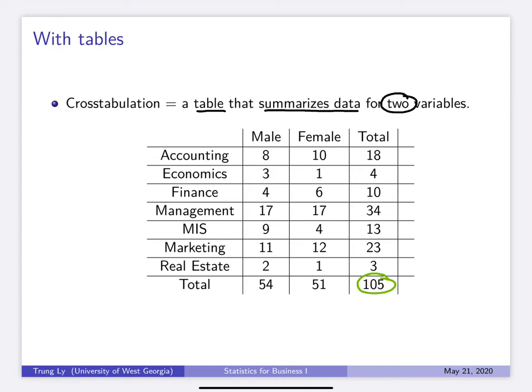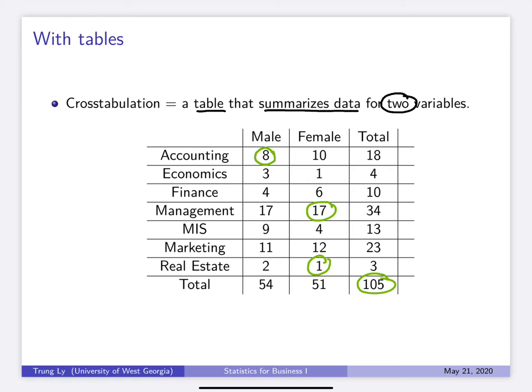Right? So, for example, the number 8 here tells me that there are 8 accounting students who are male in my sample. The number 17 here tells me that there are 17 management majors who are female. The number 1 here tells me that there's one student who is a female who majors in real estate.